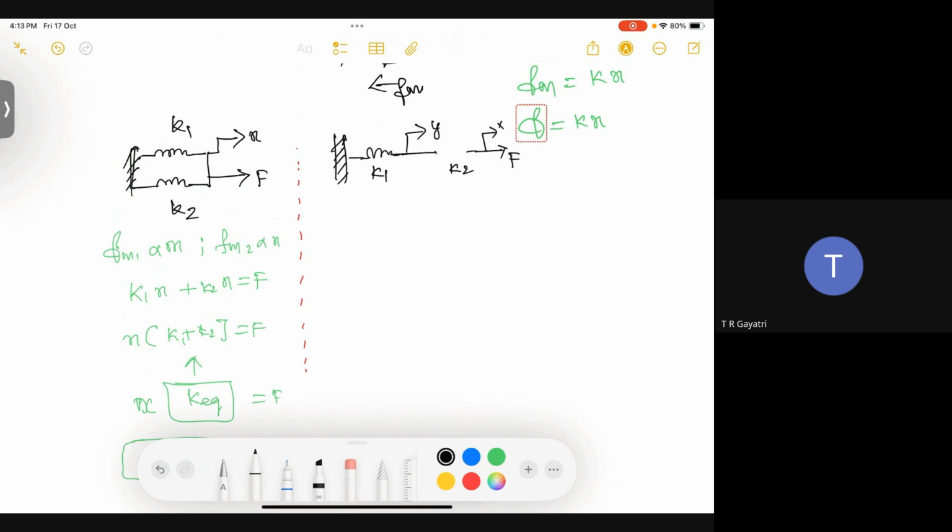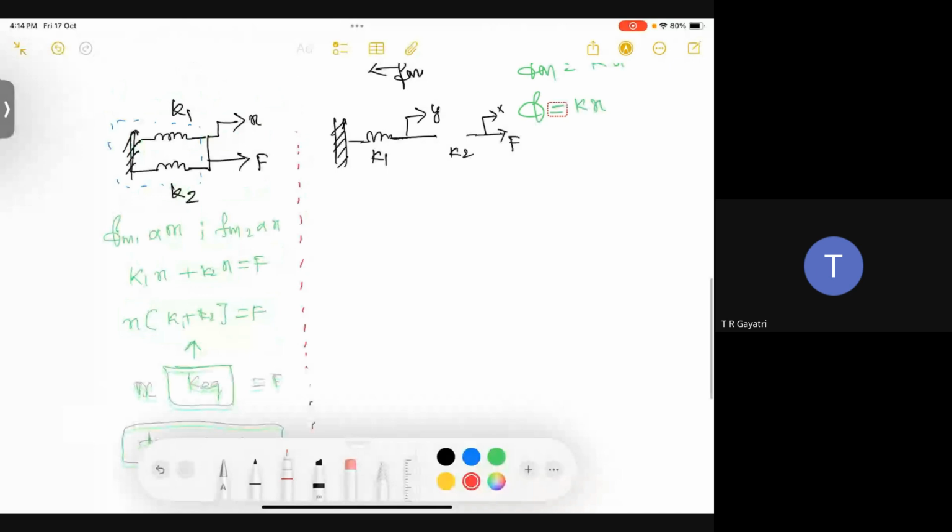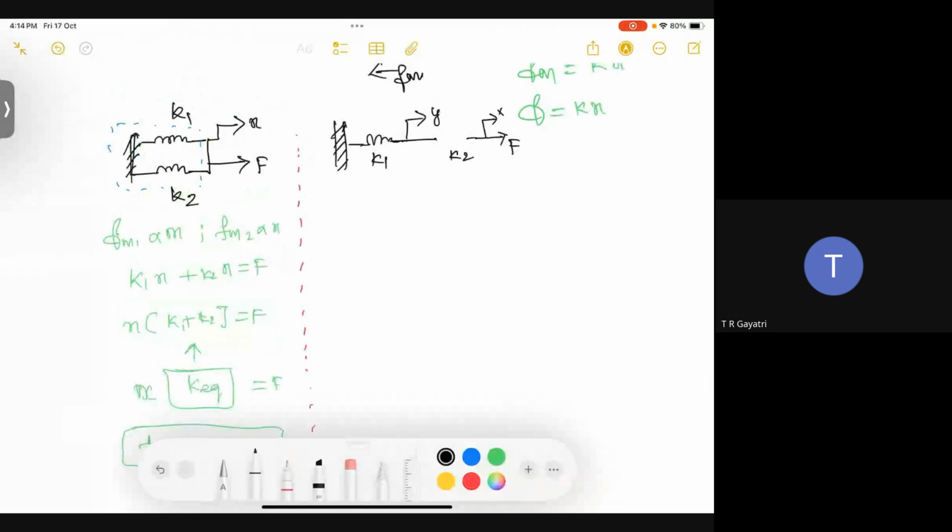Okay, right. So when two springs are in parallel combination, the effective spring constant will be the summation of the two values, K1 plus K2. That you have to keep in mind. The next one, you would have guessed how this will be. This will be the series combination, K1 K2 by K1 plus K2. We are going to see how we derive that.